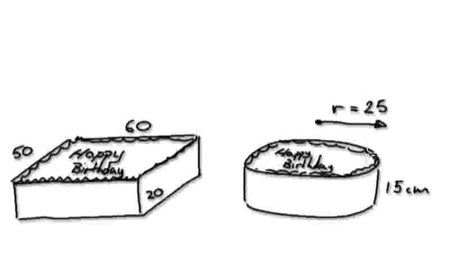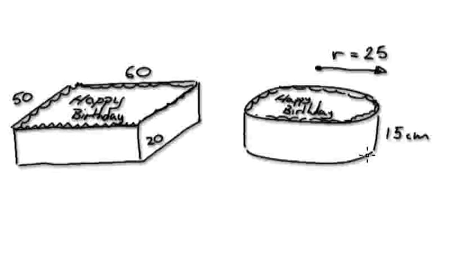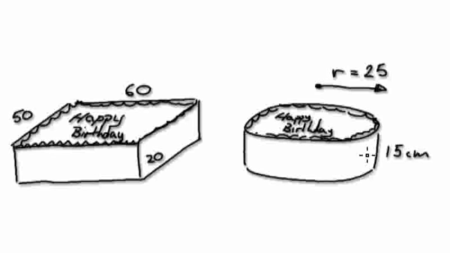Let's say you're in a bakery and you have to buy a present for your friend. So you've got a choice of two cakes. One is this one here, which is 50 by 60, and the height is 20. And here you've got a circular cake with a radius of 25 centimeters, and a height of 15.